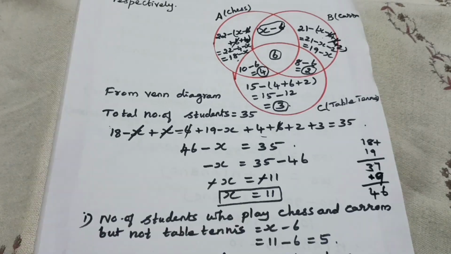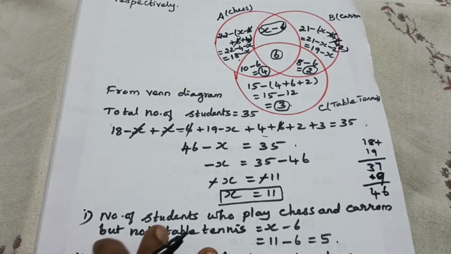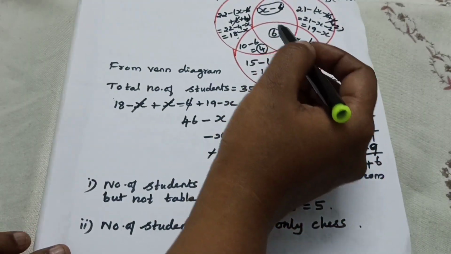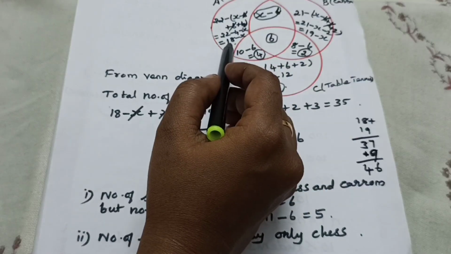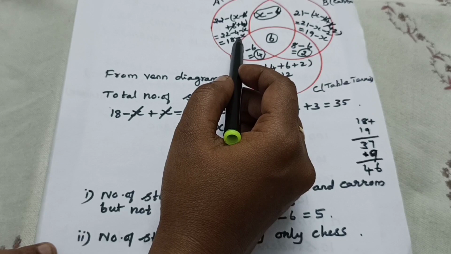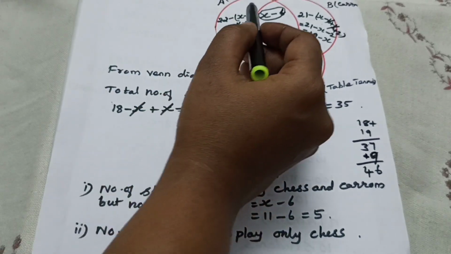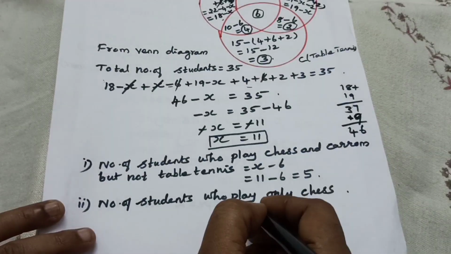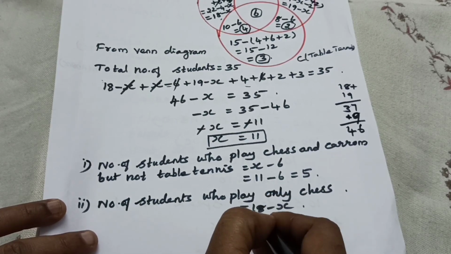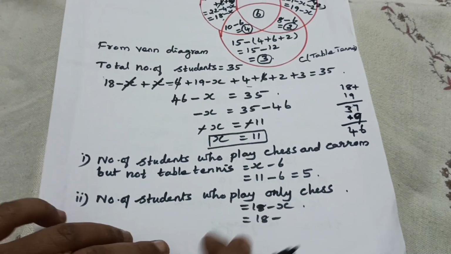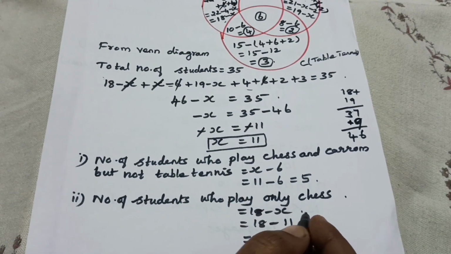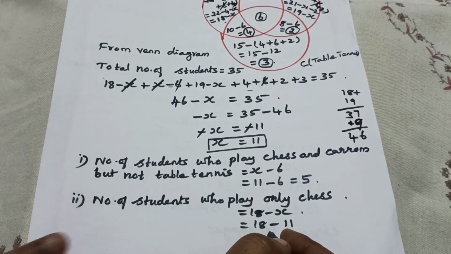Understood? Like that. The second question: the number of students who play only chess. Only chess means only chess. Here 18 minus x is given, isn't it? 18 minus x, only chess. This area only will come. Then it is equal to 18 minus x. What is the value of 18 minus x? 11, isn't it? 18 minus 11 is equal to 7. That is the answer.